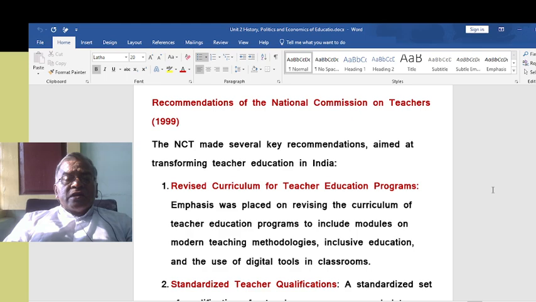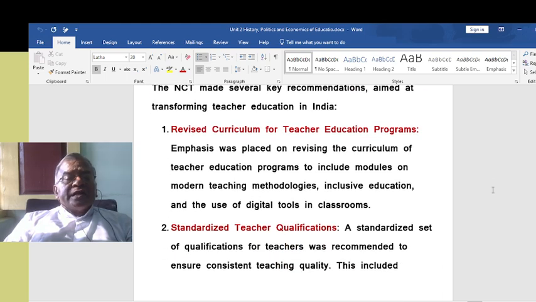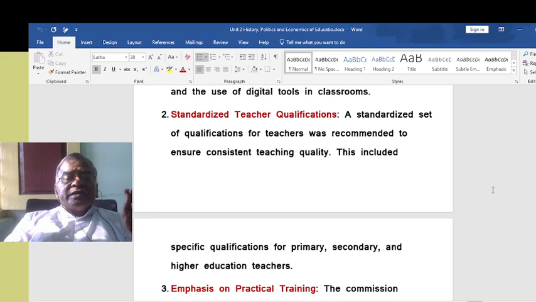Emphasis was placed on revising the curriculum of teacher education programs to include modules on modern teaching methodologies, inclusive education, and the use of digital tools in classrooms. Secondly, standardized teacher qualification. A standardized set of qualifications for teachers was recommended to ensure consistent teaching quality.